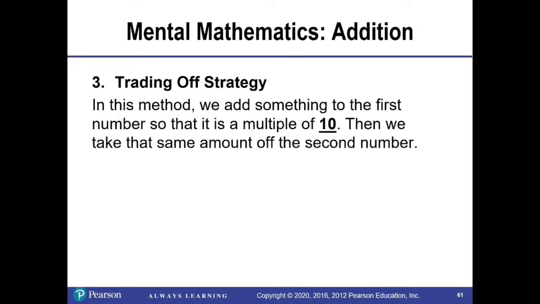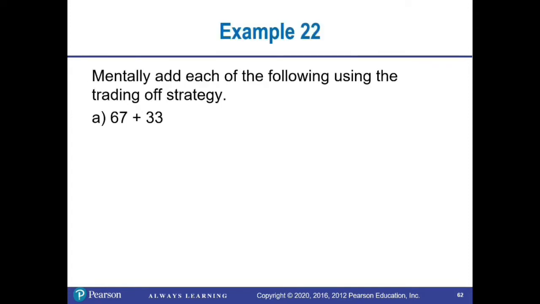Our third strategy for mental mathematics is our trading off strategy in addition. So here we're going to trade off something so that we have one number that's a multiple of 10, because multiples of 10 are easier to add. Now, if we add something to the first number or second number, as the case may be, to make it a multiple of 10, we have to also trade off or take away from the other number. Let's look at how this works.